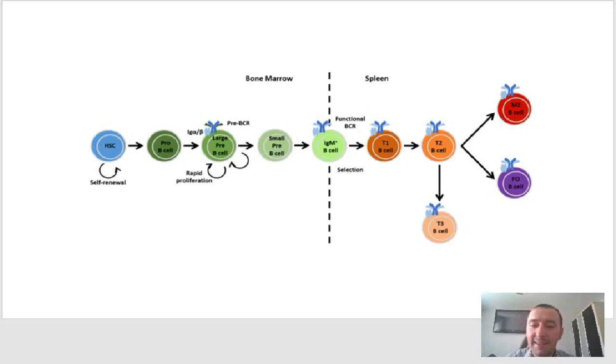It goes through negative selection, differentiates into a T2 cell, transitionary 2 B cell, where again it gets checked to see if it has the ability to do its job, that is, to react against the antigen that it targets. And once that check is done, if it's successful, it can become a marginal zone B cell which stays in the spleen, or it can become a follicular B cell which exits the spleen and makes its way towards the lymph node, where it waits for antigen and associated T cell help, and at that point it will produce antibody. Okay?